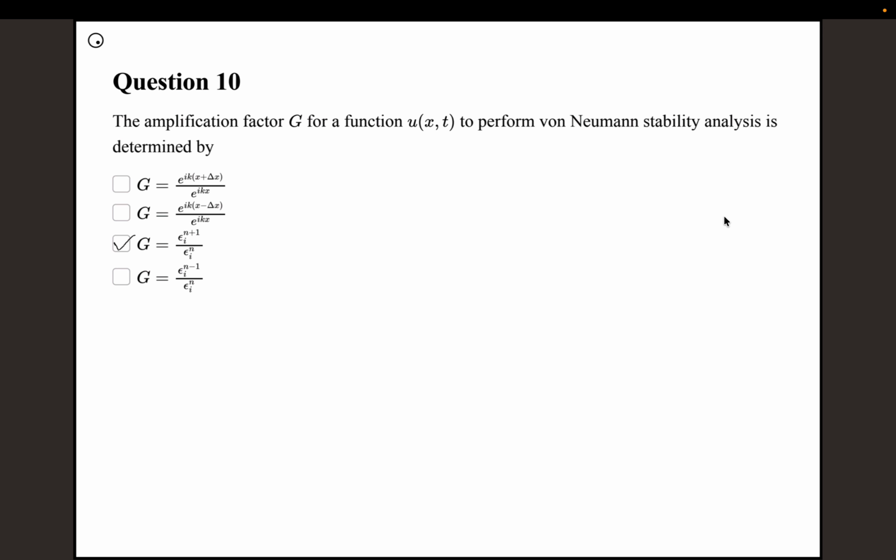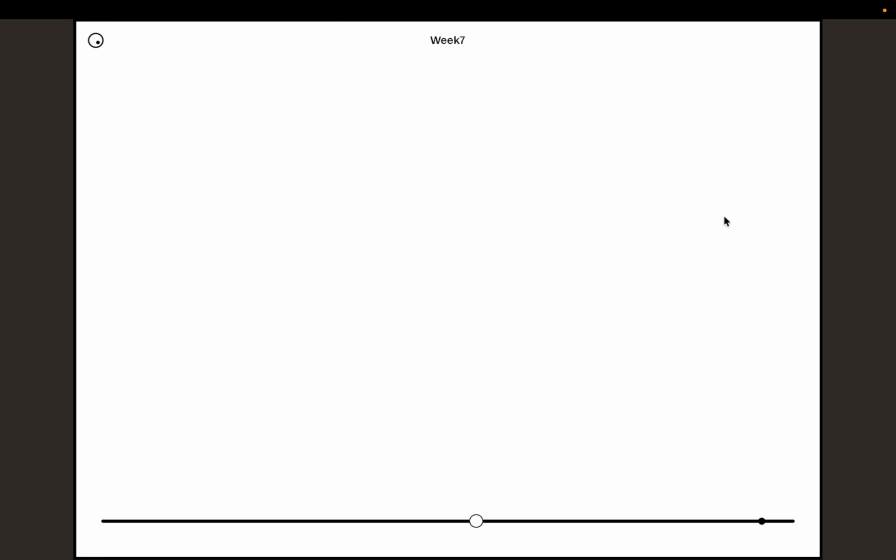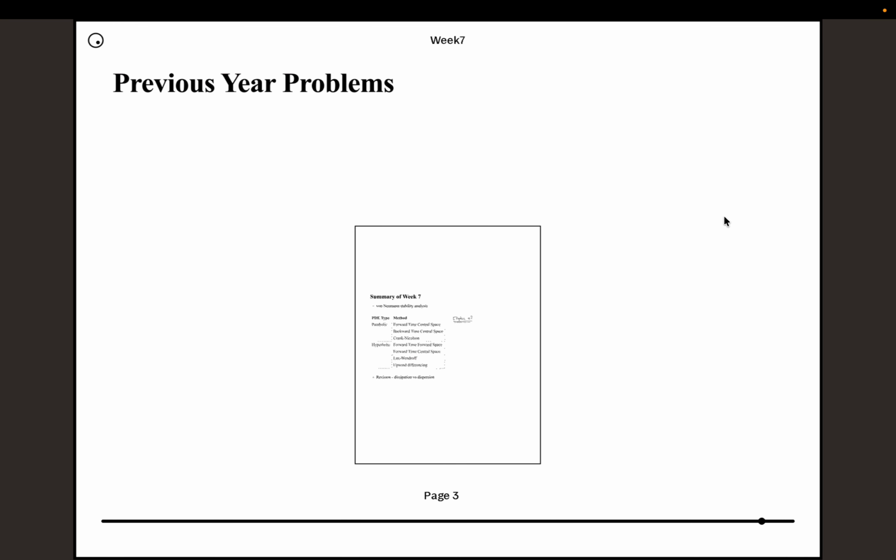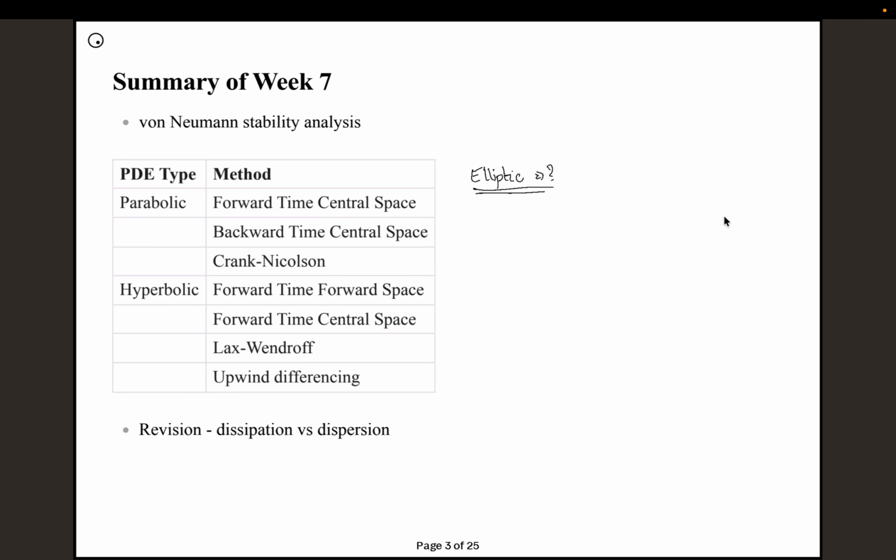Yeah, these are the questions I have. So basically, to summarize what we discussed this week, we started out with why we needed stability analysis, especially for time marching solutions for parabolic and hyperbolic equations.